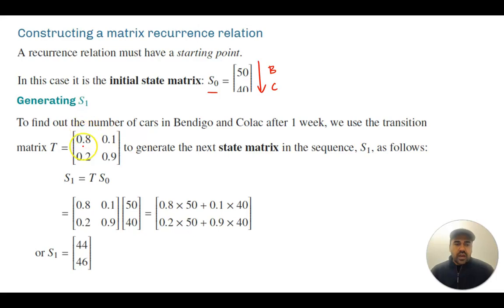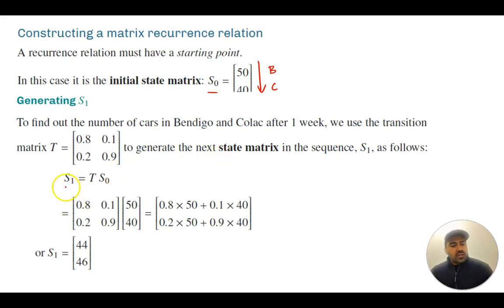So 80% if it starts at B and returns back to B: it starts at Bendigo, returns back to Bendigo, 80% is going to return there. The other 20% will go to Colac. And then vice versa, if it starts at Colac and goes to Bendigo, only 10%. But if it starts at Colac and returns to Colac, this will be 90%. This is how the transition matrix is being set up, just arbitrary numbers, maybe from data.